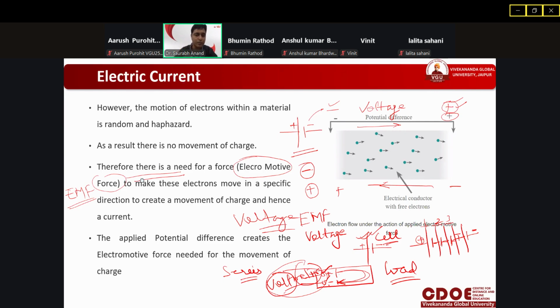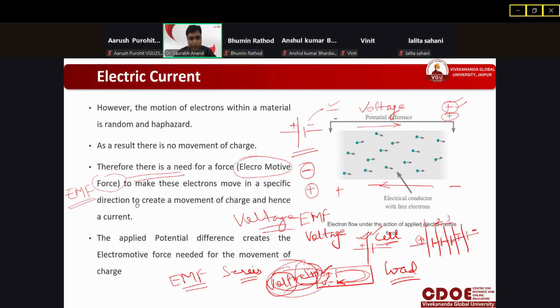Bulb is load. Why? Because it is glowing using the energy. If we connect a fan, it is load because it will work using energy, right? So anything that consumes energy is load. We have not connected any load with the battery. So even then this voltmeter will show some value, and that value will be EMF, right? That value will not be called voltage, it will be EMF, that is electromotive force.